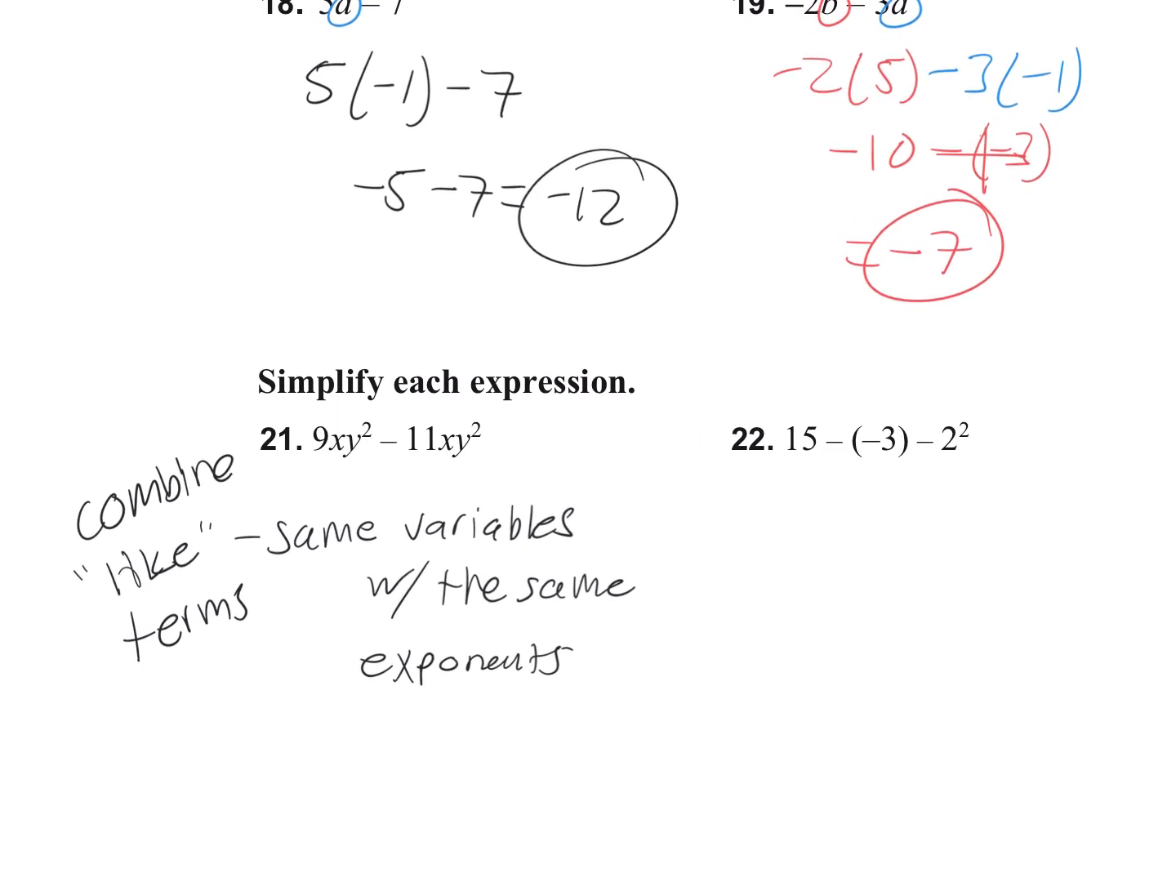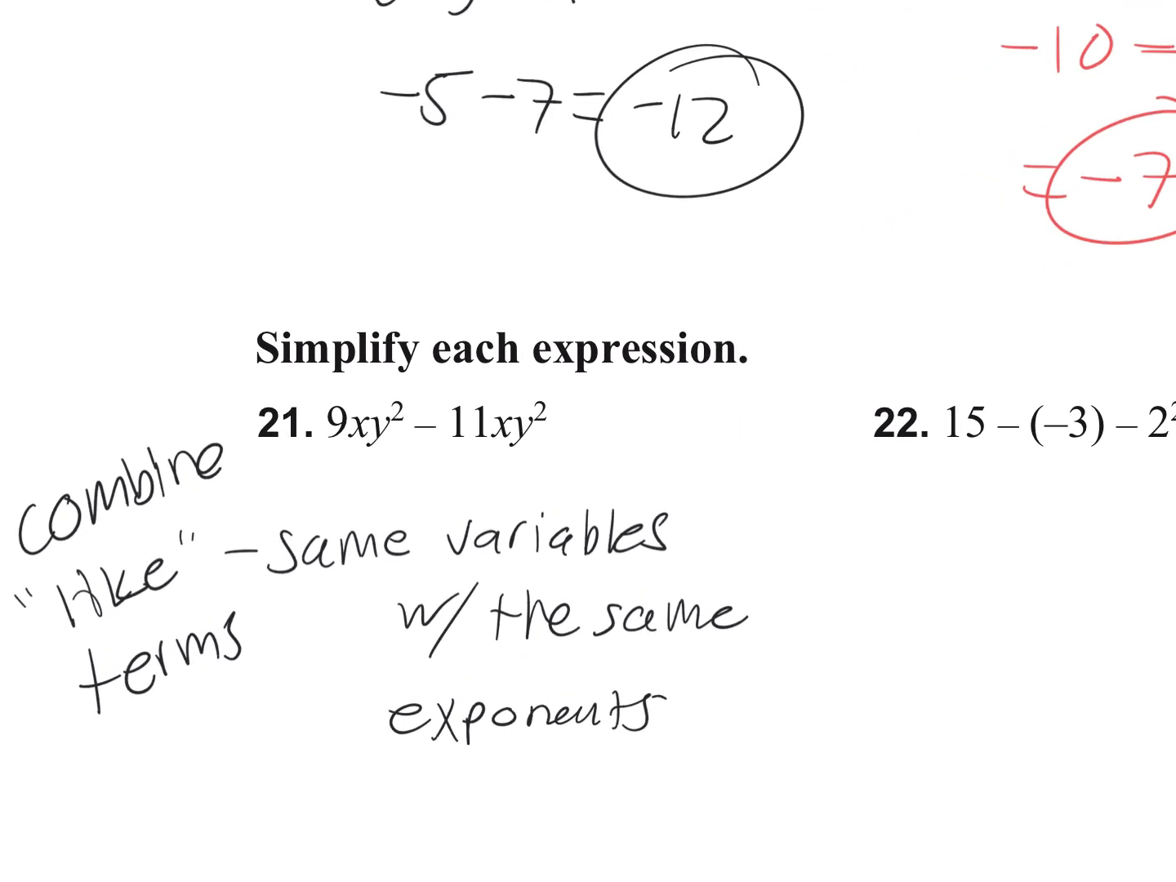All right, so let's look at 21. We have 9xy to the second power minus 11xy to the second power. There's an x and an x, a y and a y, so the variables match. The x doesn't have an exponent on this one, nor this one, and y has a 2 as an exponent in both of them. So they are like terms, right? The variables match and the exponents match. When this happens, you just do 9 minus 11. And then you get -2, and then you keep everything else the same.